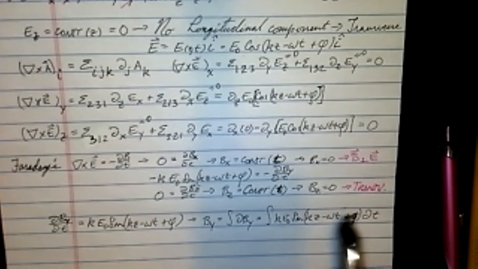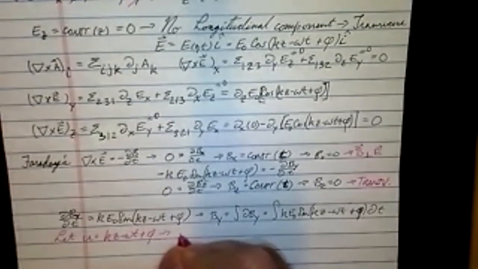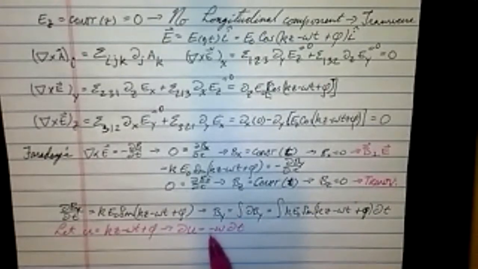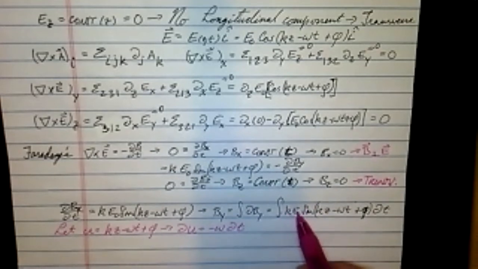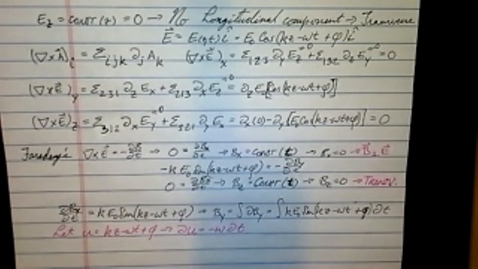We're actually integrating sine of u, but u is a function of t, so I'm going to have to deal with that. I'm going to pull the k and the E0 out in front, and to attack this integral, let u equal kz minus omega t plus the phase constant phi. Then partial u is equal to negative omega partial t. So to complete this integral, I need a negative factor of omega. I'm going to multiply k E0 by 1 over negative omega, and then multiply this by negative omega to get partial u, and I can carry out my function.